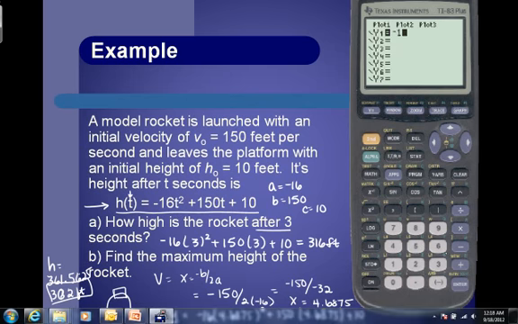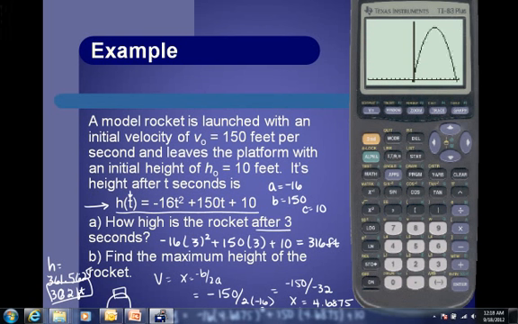Now we could check it on our calculator. Let's enter our equation, -16x squared plus 150x plus 10. If we graph that, now remember we've got a maximum height of 362 feet, so what we probably want to do is go into our window. We're okay to do -10 to 10 for our x values, but we probably want to change our y's to maybe from -10 to 400. When we graph that, there's our parabola.